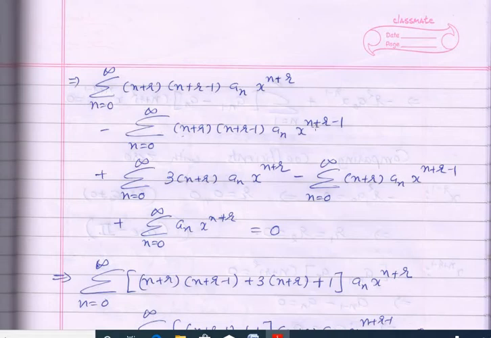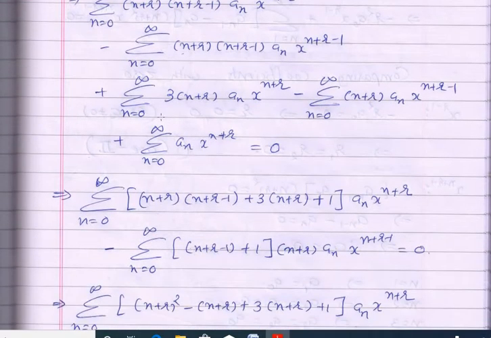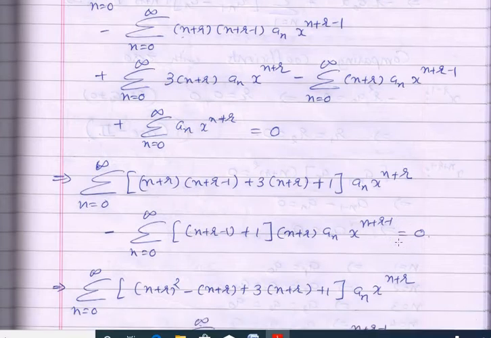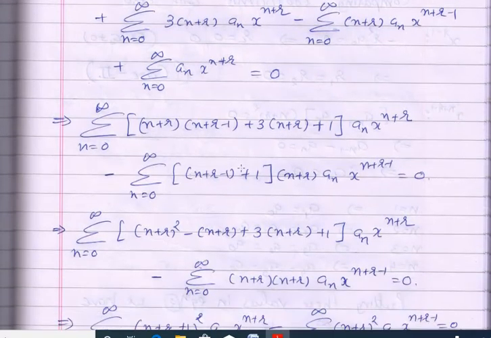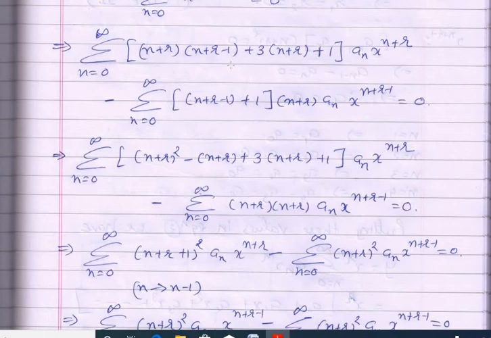And the two terms with x raised to n plus r minus 1, this one and this one, we are going to common out an x raised to n plus r minus 1. That will give you second term minus of sigma n plus r minus 1 plus 1 into n plus r an of x raised to n plus r minus 1. Now simplifying, here separate two terms, n plus r into n plus r, that will be n plus r whole square, minus 1 into n plus r plus 3 into n plus r plus 1, and here minus plus 1 cancel out, so you will have n plus r.